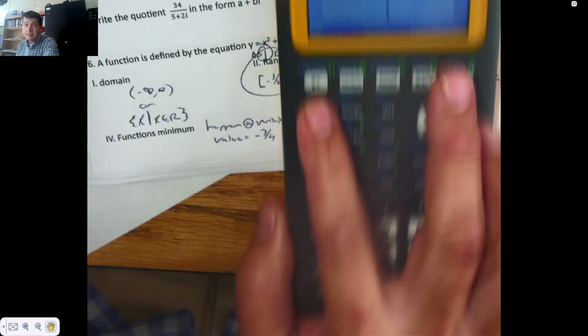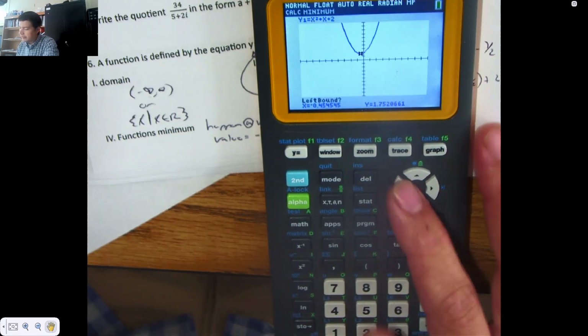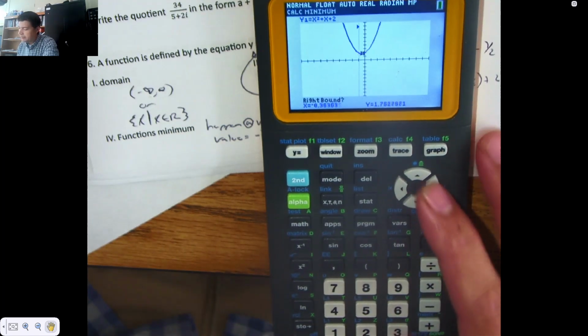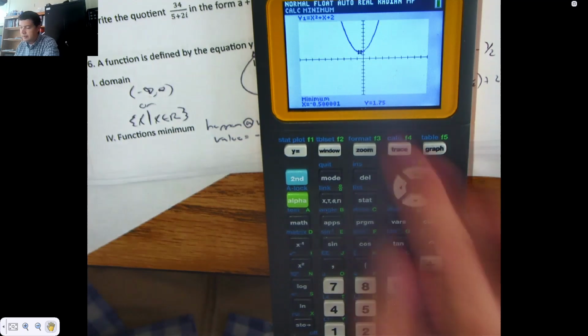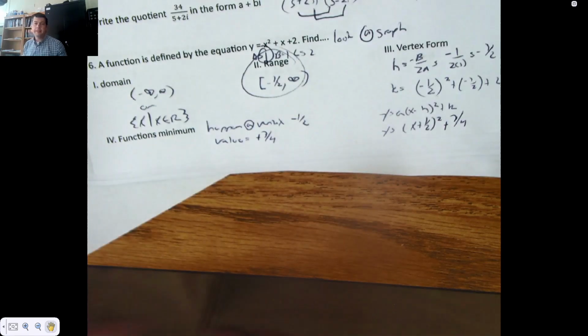We also did it up here. Remember me going through second trace minimum? I get left, press enter. I get right, press enter. Enter for a guess. 1.75. That should be positive. I'm glad I did that because I realized the mistake. That was positive. So I'm glad I did that and caught my mistake.